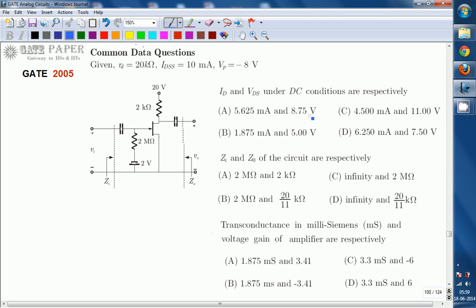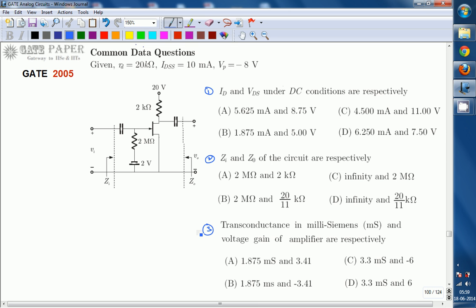Hello, we are discussing the GATE 2005 ECE paper, and this question is related to analog circuits. This question is given as a common data question consisting of three internal questions. So this is the first one, second one and third one. This common data question consists of three more questions.